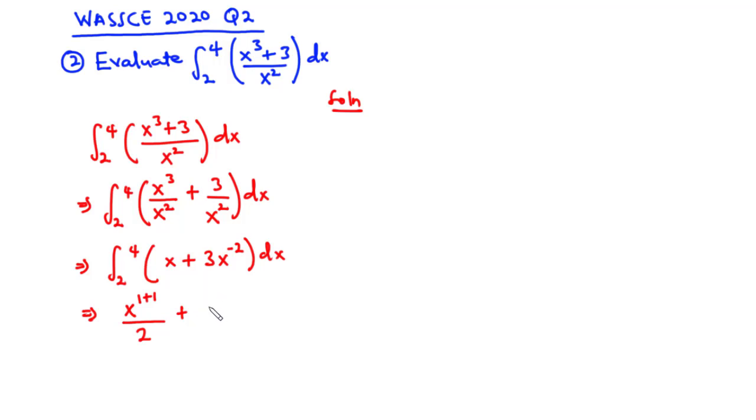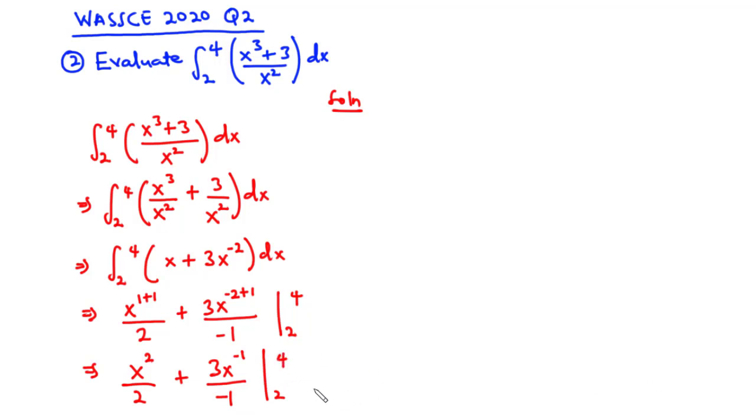And then plus, we have 3x exponent negative 2. So we increase the exponent by 1, and then we divide by the total exponent. Now negative 2 plus 1 is negative 1. So we have negative 1. Now whenever we perform the integration, then the integral sign leaves. So this becomes x squared over 2 plus 3x exponent negative 1 over negative 1.